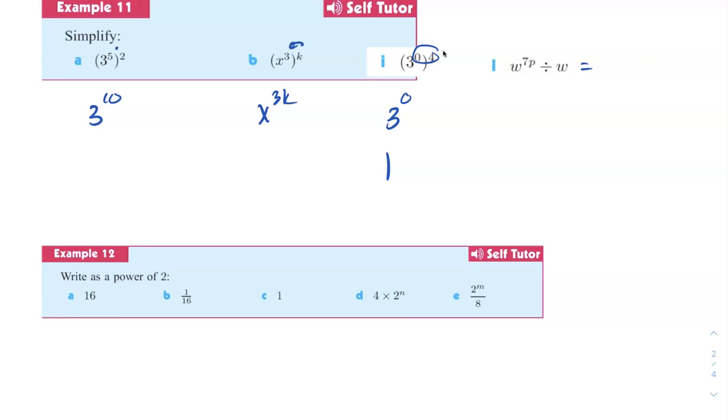This one looks funky. It's w to the 7p divided by w. Now again, when you see a number and it has no power, it's a power of 1. And I have to combine these. I can't have two separate terms. I can't have the same base on both top and bottom, so you have to combine it. It's subtraction. Remember, top minus bottom, 7p minus 1. That'll be my answer there. So anytime you don't see a power, it is a power of 1. You can't have the same base on top and bottom. You have to simplify it.